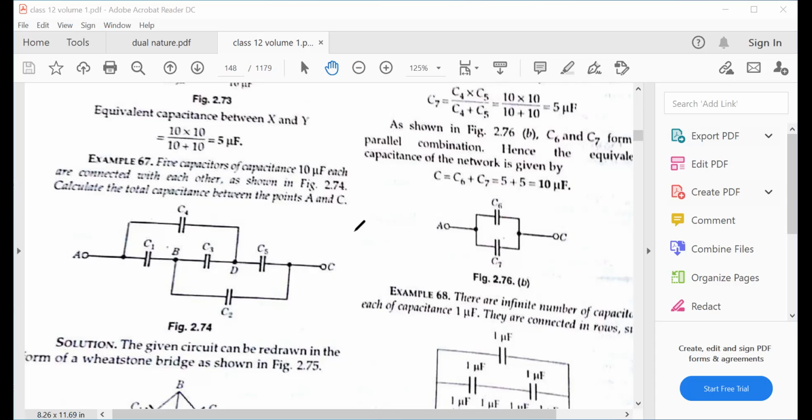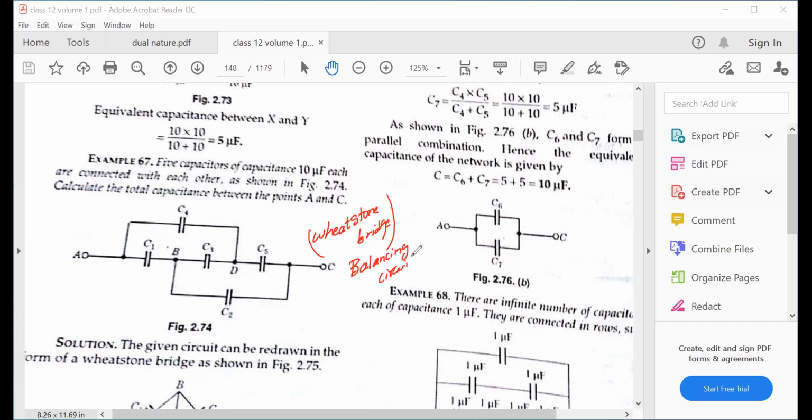Remember, this type of question is related to a circuit called Wheatstone bridge. You will study Wheatstone bridge in your next chapter, that is current electricity. The Wheatstone bridge is used to identify unknown capacitance or unknown resistors, and it works on the principle of balancing the circuit.